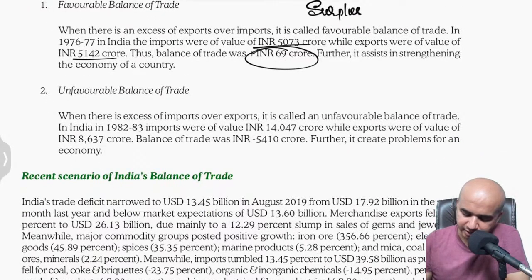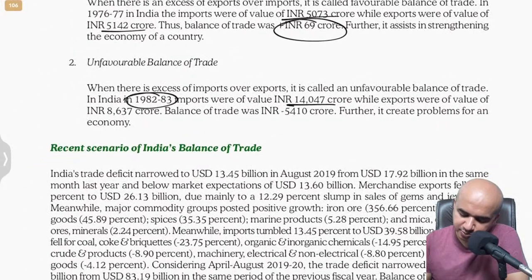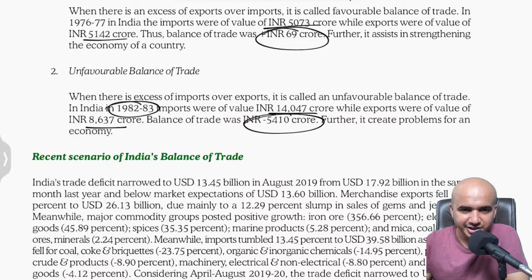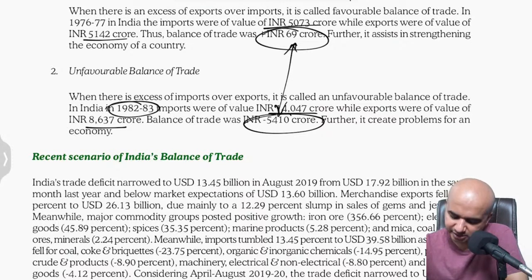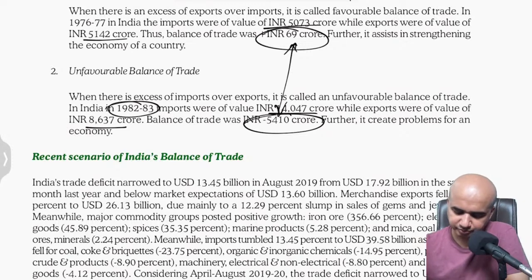In 82-83, few years from then, our imports were of 14,047 crores, where the exports were only 8,637. The exports did not move further at all. Oh my goodness. You can look at the deficit here. From 69 crore positive balance to 5,410 negative balance or unfavorable balance of trade is hugely disappointing. Okay.